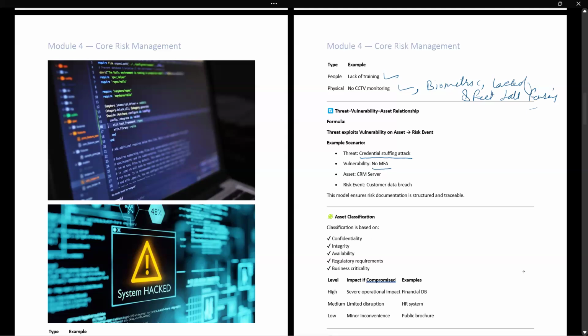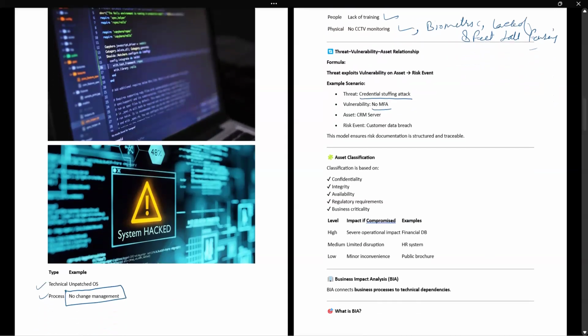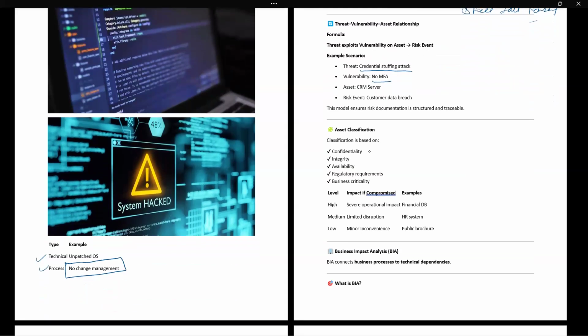Now let's talk about asset classification. What do we do under asset classification? Classification we perform based on confidentiality. Confidentiality is the first requirement. You have to see if data is very, very sensitive and confidential. That particular data would be classified as high severity, right?